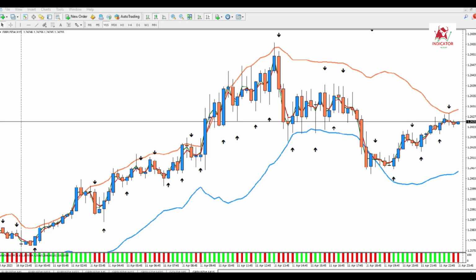First example is a short trade. We want the 10 EMA to have crossed below the 21 EMA and we want the 21 EMA to have crossed below the 50 EMA. So far so good.